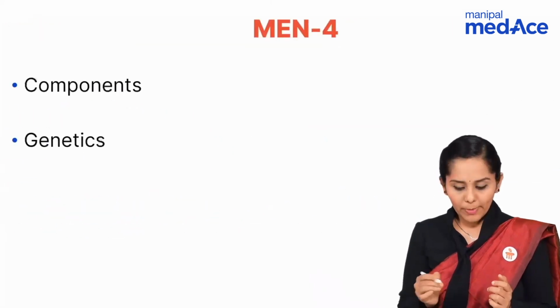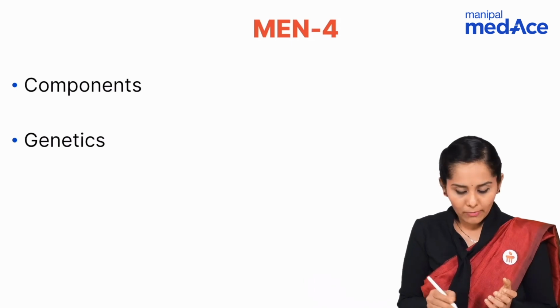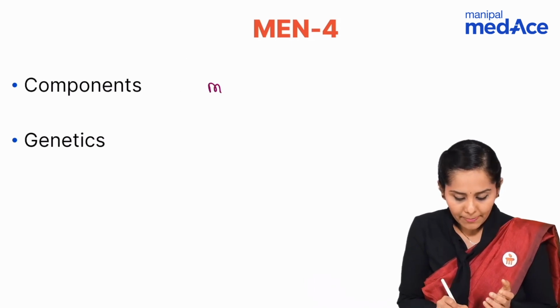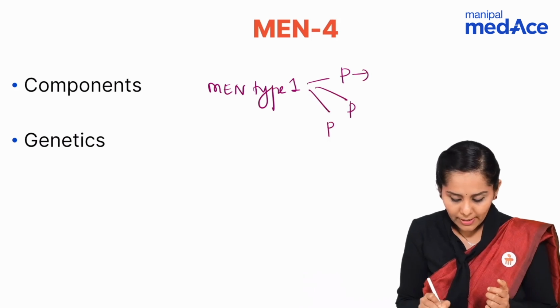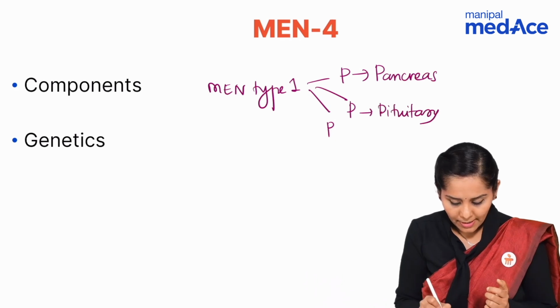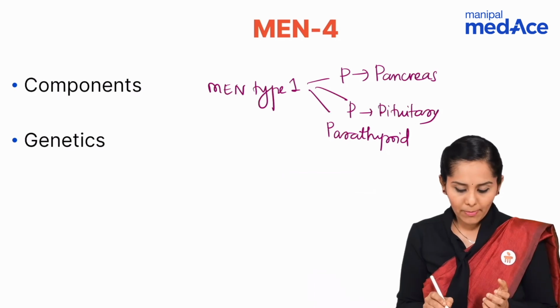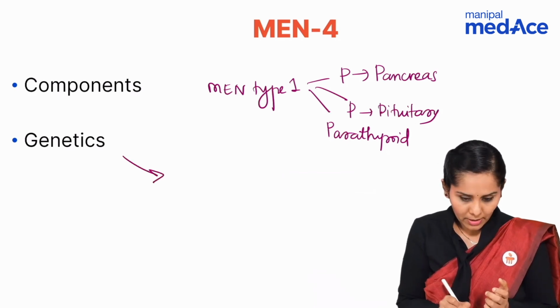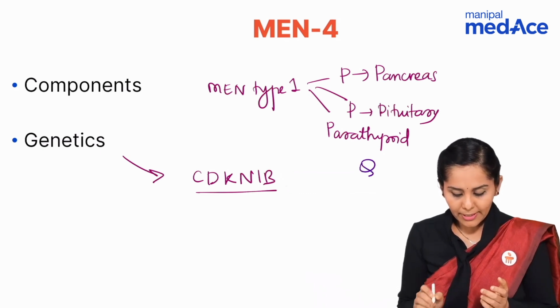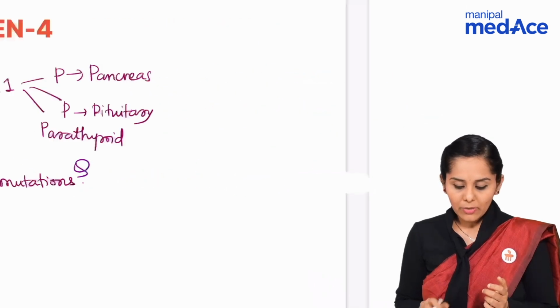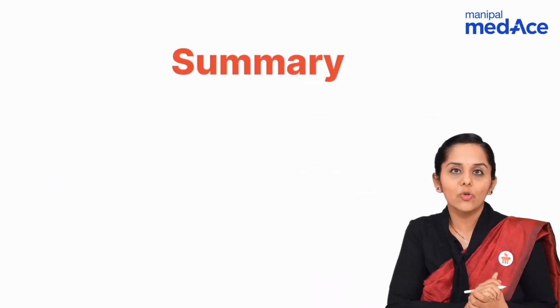Yes. With respect to MEN4, the components are similar to that what you see in case of MEN type 1. That is 3 Ps involving the pancreas, pituitary and parathyroid. But with respect to genetics, it differs from MEN1 in having cyclin dependent kinase inhibitor 1B. Right, so this is what you need to remember. It differs from MEN1. So that's all about the multiple endocrine neoplasias.